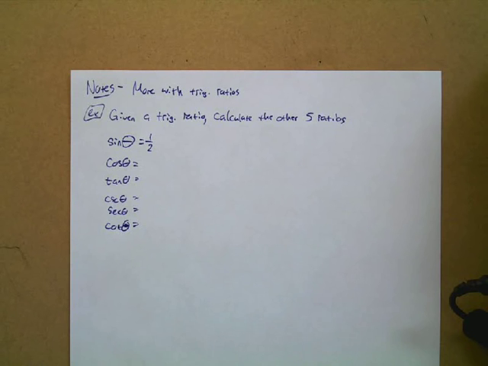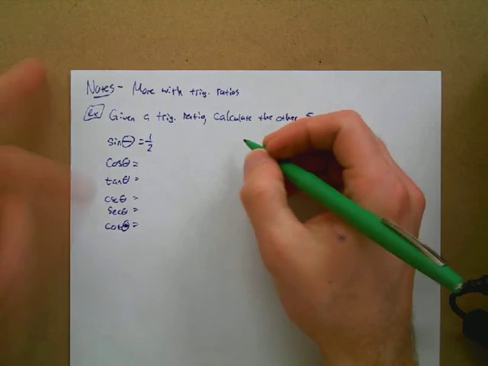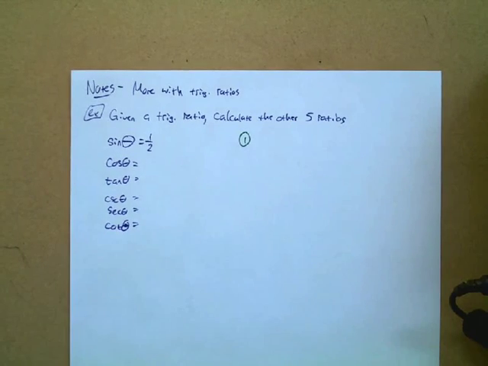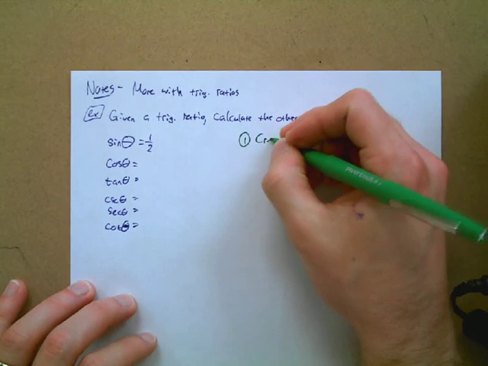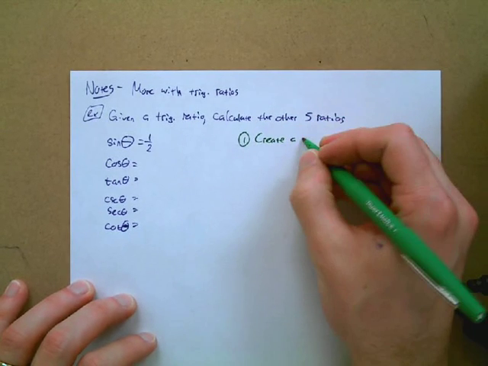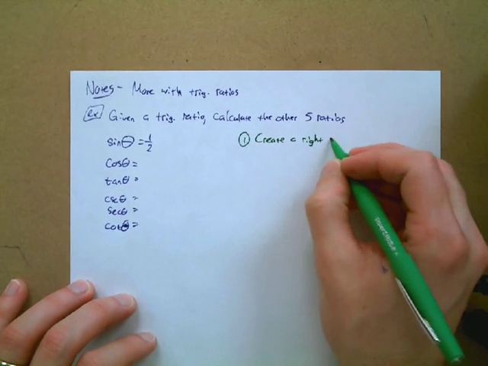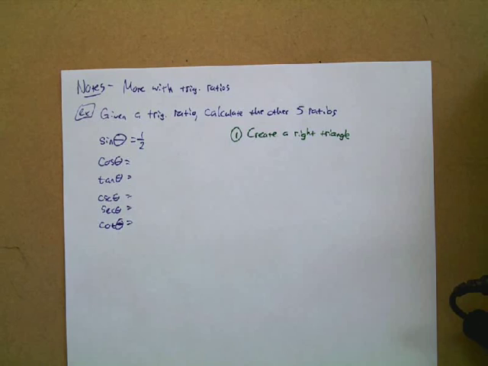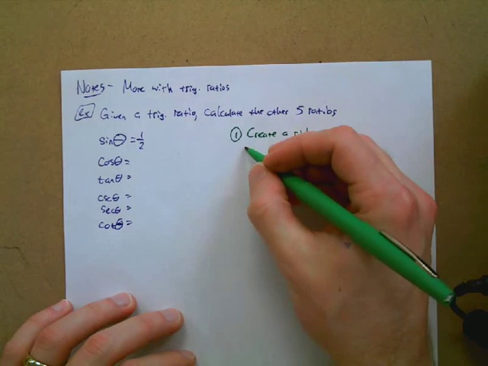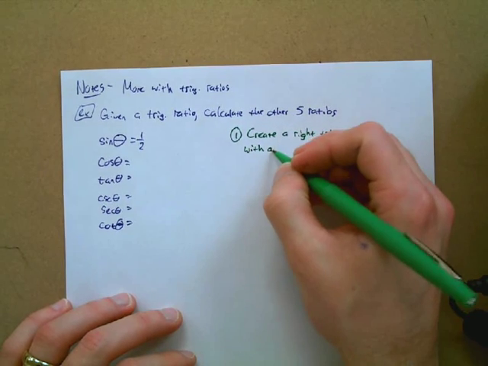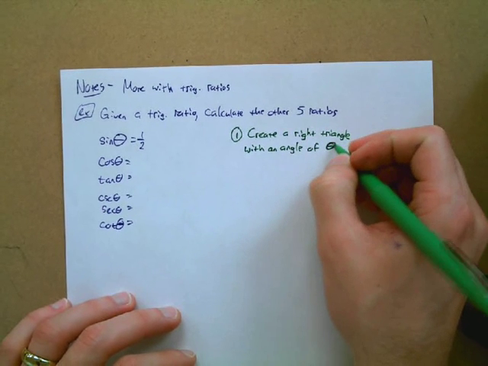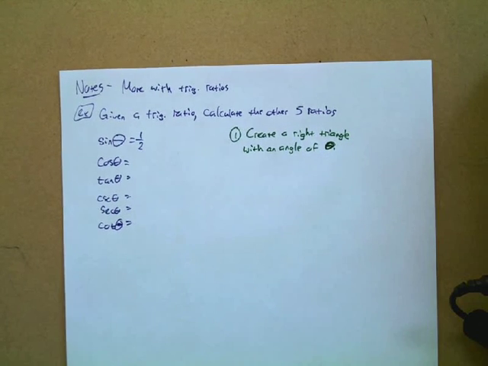Alright, anyway, to do these kinds of problems, one way we can do these, well, actually this is unit circle kind of stuff, so we could use the unit circle, but we can also use a right triangle to help us out here. So we want to create a right triangle here with an angle of theta in it.